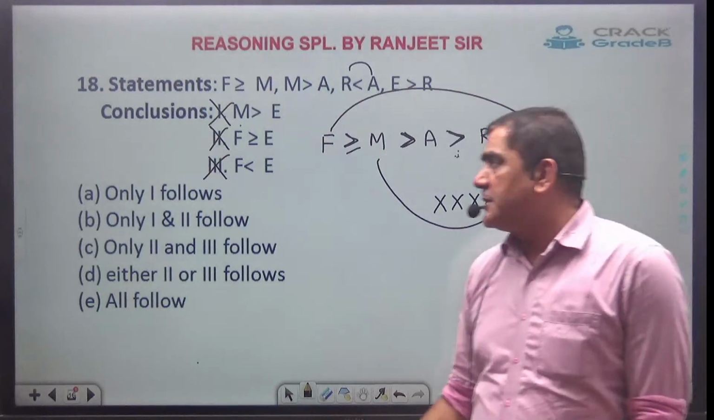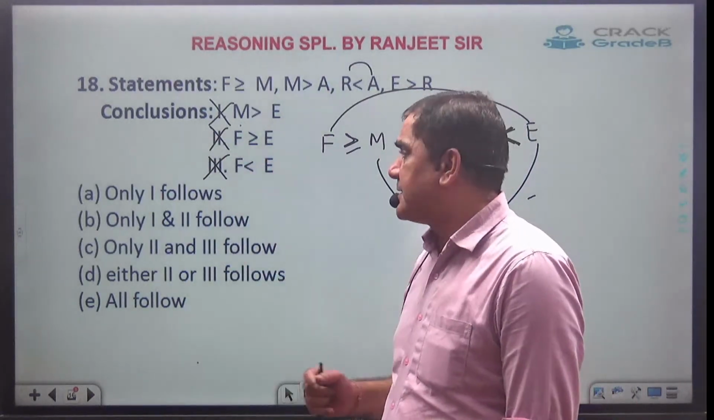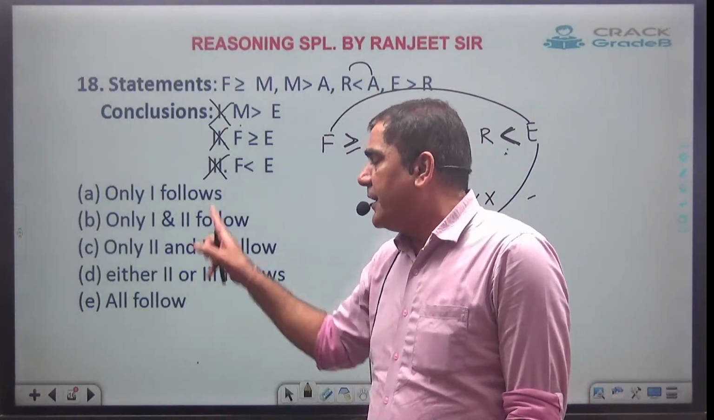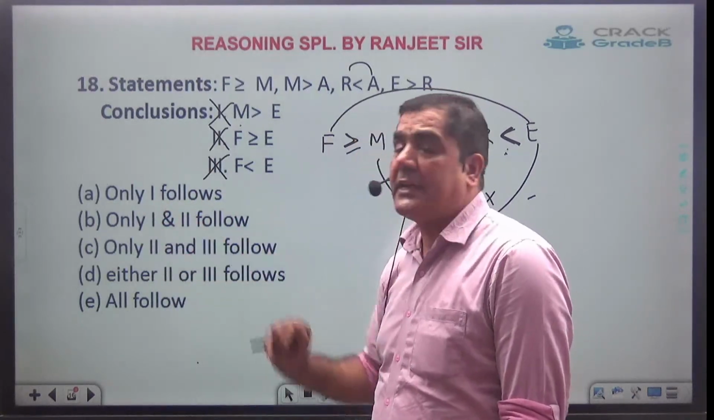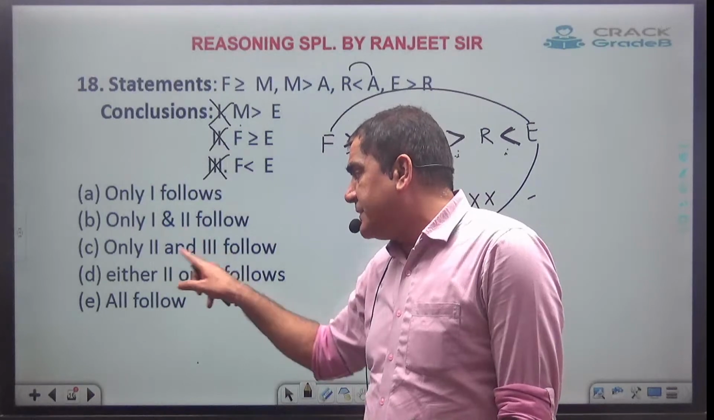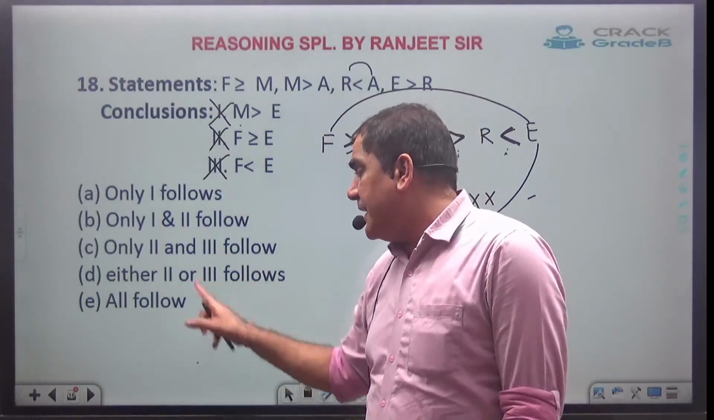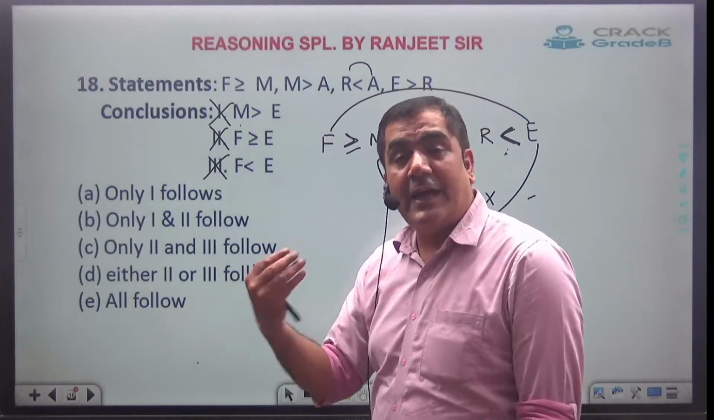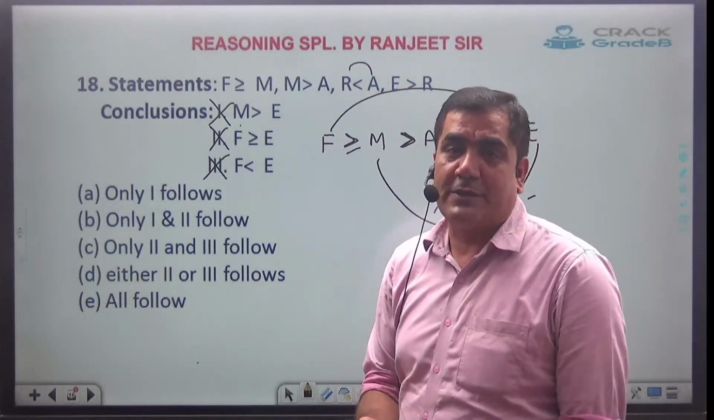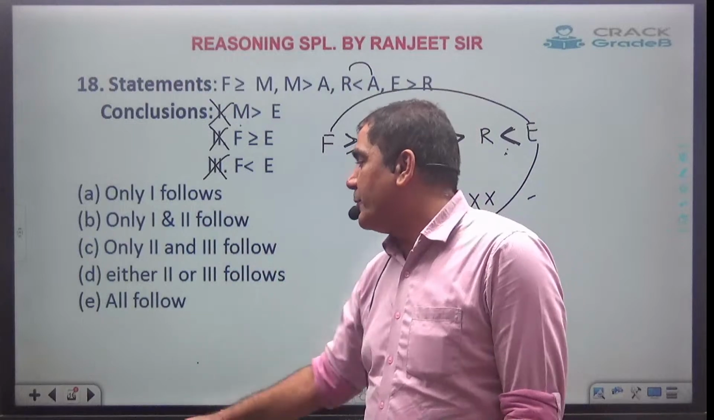Okay, so my answer is what? None is correct. But if I just see the options, here they are saying only first is correct. Here they are saying only first and second is correct. Here they are saying only second and third is correct. Here they are saying either second or third. Here they are saying all is correct. None is correct is not given in the options. It means what? The answer should be either-or.